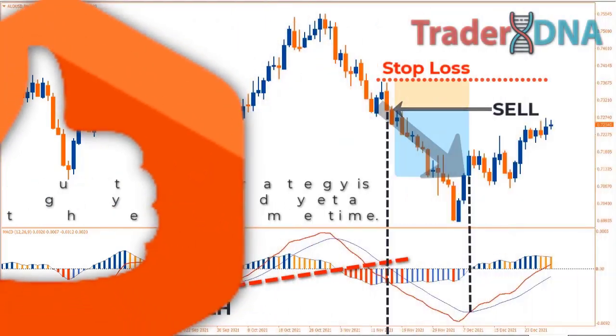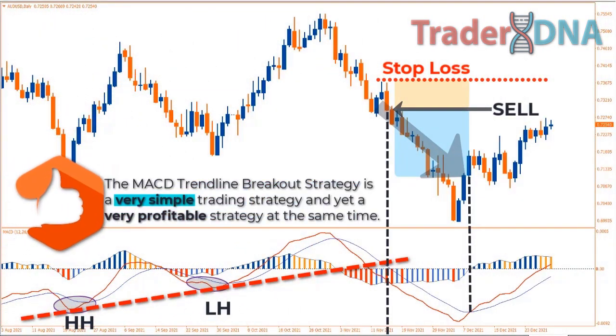The MACD trendline breakout strategy is a very simple trading strategy and yet a very profitable strategy at the same time. The success behind the MACD trendline breakout strategy is derived from one simple principle: momentum precedes price.